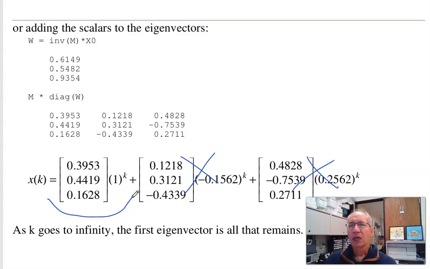So really, the steady state solution is just the eigenvector associated with the eigenvalue at 1.